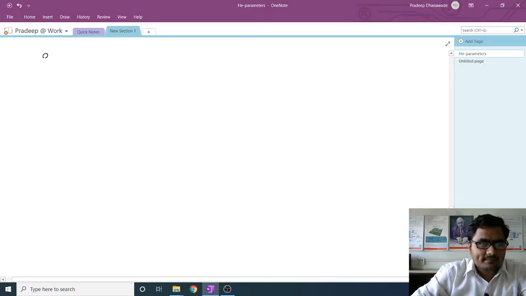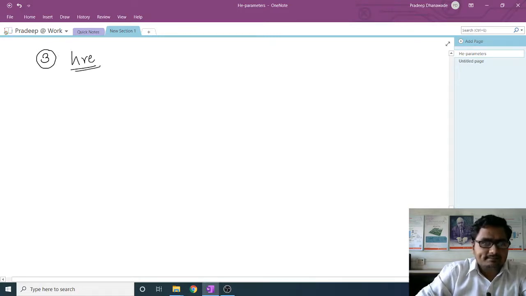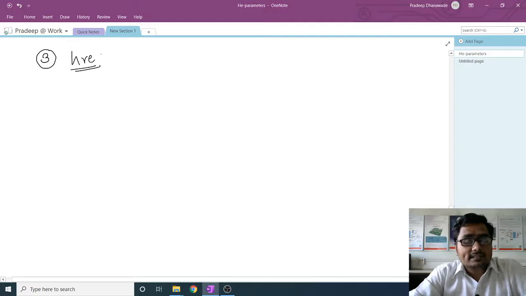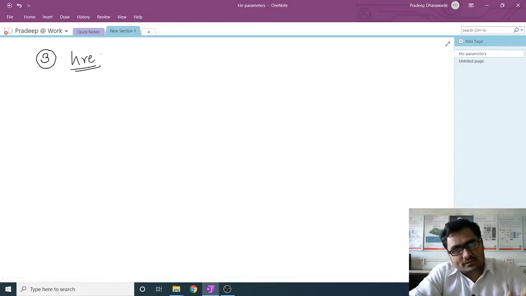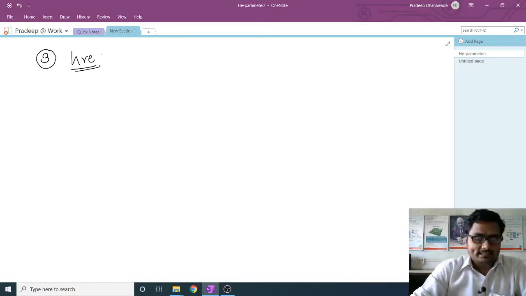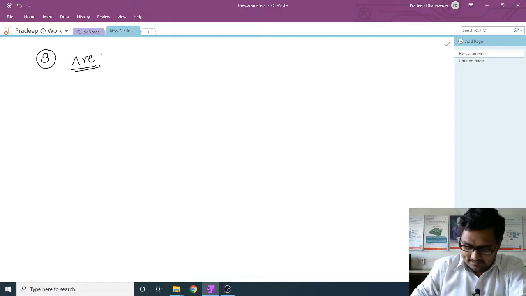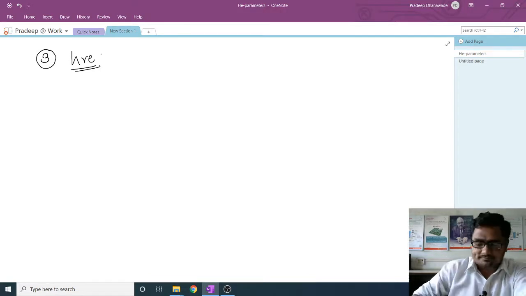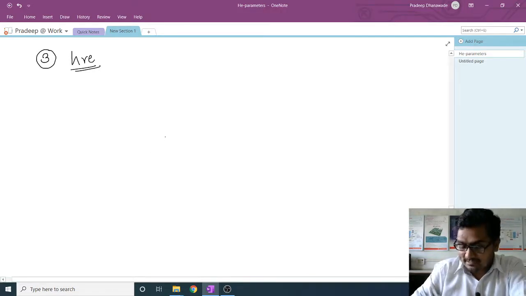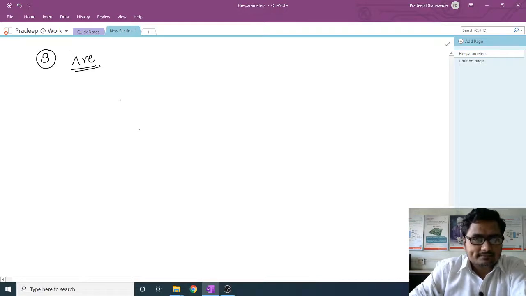So let me write the third parameter, third H parameter, as HRE. Right? So what is that HRE? Reverse gain. Whether it is the reverse current gain or reverse voltage gain? Yes, it is a reverse voltage gain. So reverse voltage gain can be calculated or evaluated with the help of, again, input characteristics. So let me draw input characteristics here again.